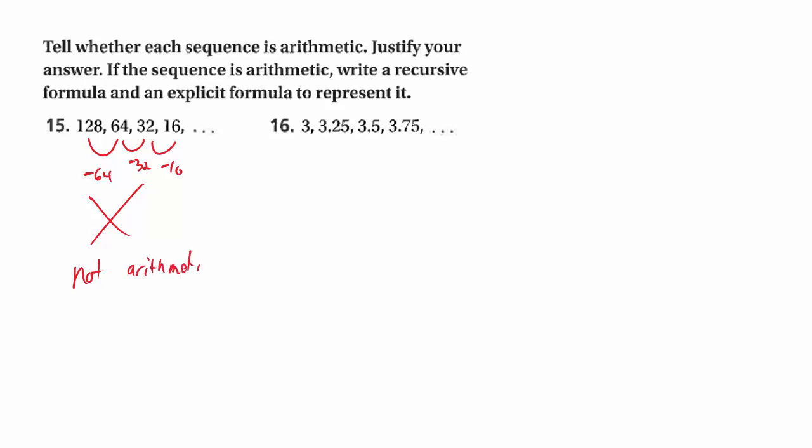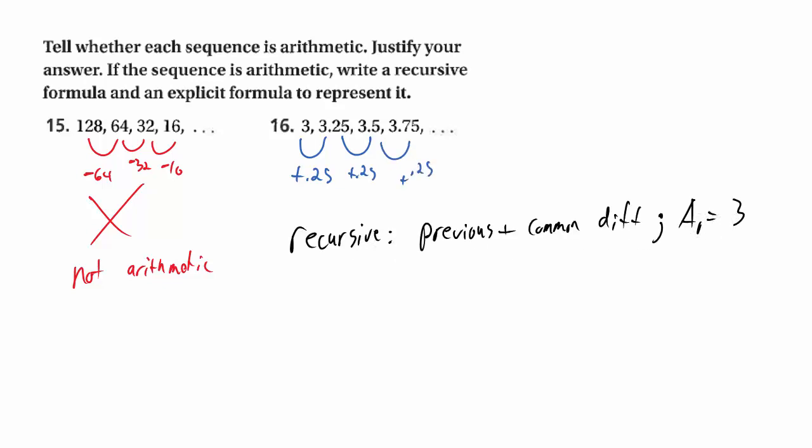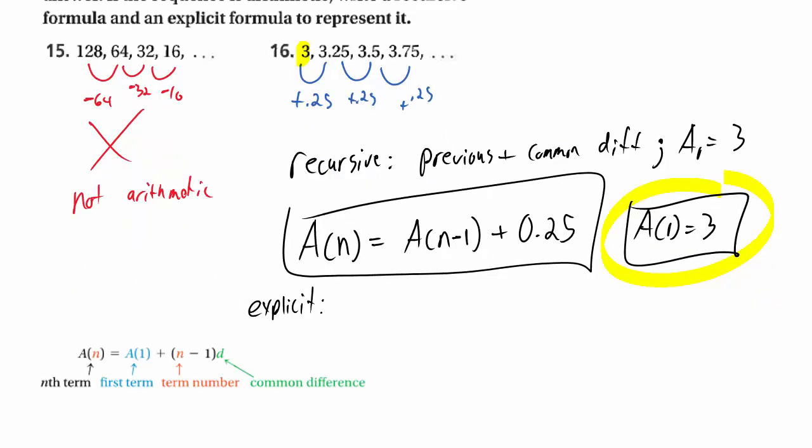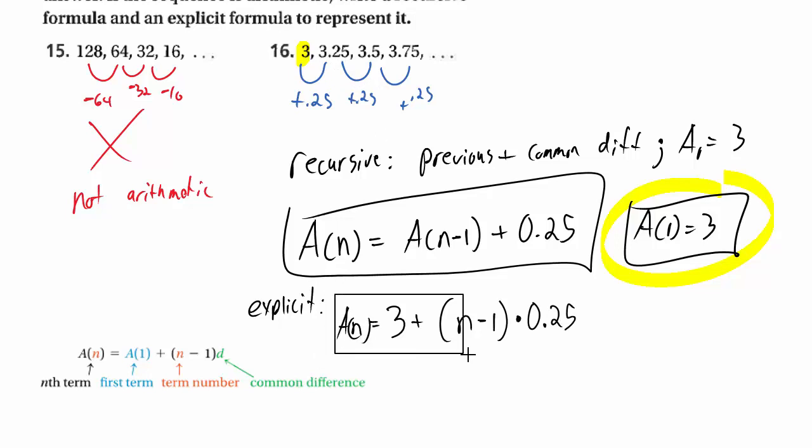Here, we're going to find a formula to represent each of these sequences if it's an arithmetic sequence. Number 15 is not because it doesn't change by the same amount each time. Number 16 does change by 0.25 each time. The first term is 3, and then it increases by 0.25 each time. So a recursive way of saying that is the current term is the previous plus 0.25, whereas my first term is equal to 3. The explicit way of saying that is given by this formula here. What I would do is write my first term plus n minus 1 times how much I'm changing by each time. That's the explicit way of writing those. So you have recursive, the first one, and then explicit, the second one.